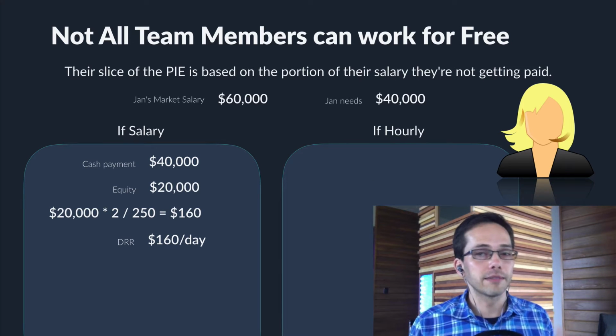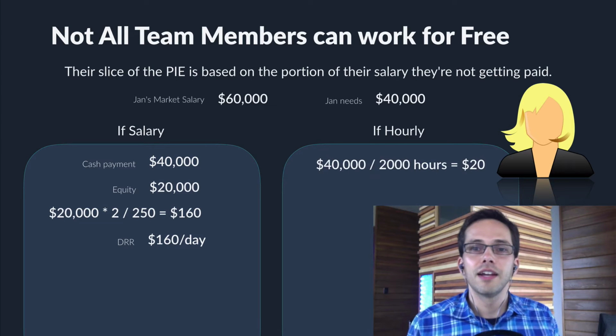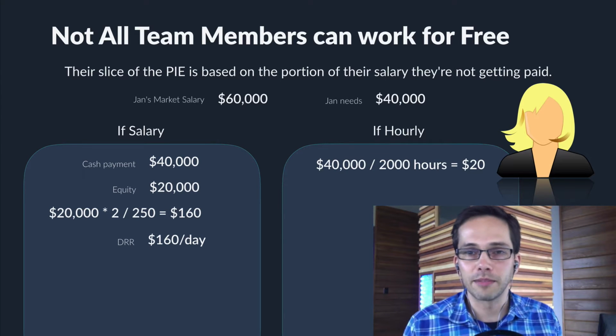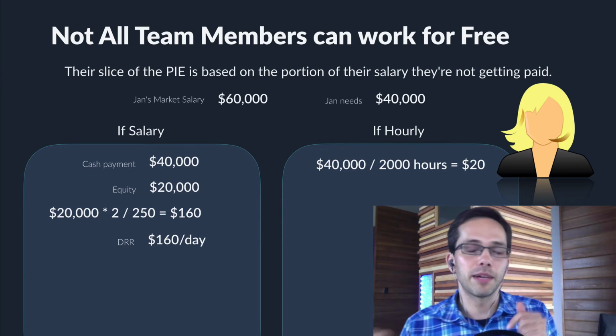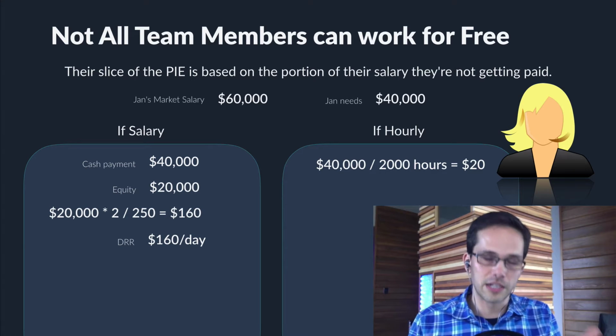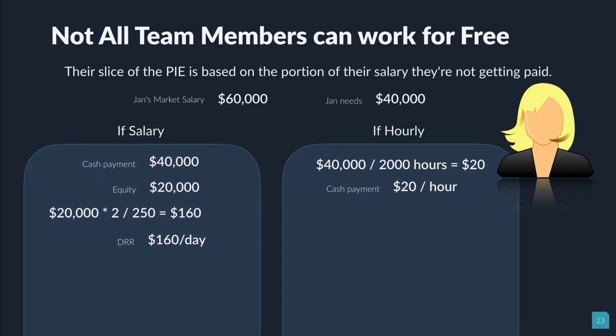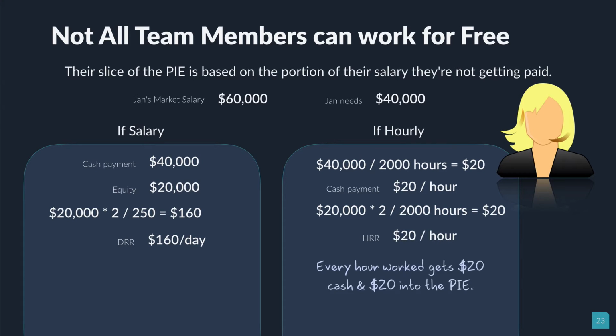If she's hourly, again, I'm a bigger fan of that, we'll figure out her hourly rate by just saying 40,000 divided by 2,000 hours. So that's $20 an hour. That's her cash payment. To calculate her equity, I'm going to use the hourly resource rate times 2 divided by 2,000. And that also happens to be $20. So for every hour she works, she gets $20 cash and $20 applied towards pie.